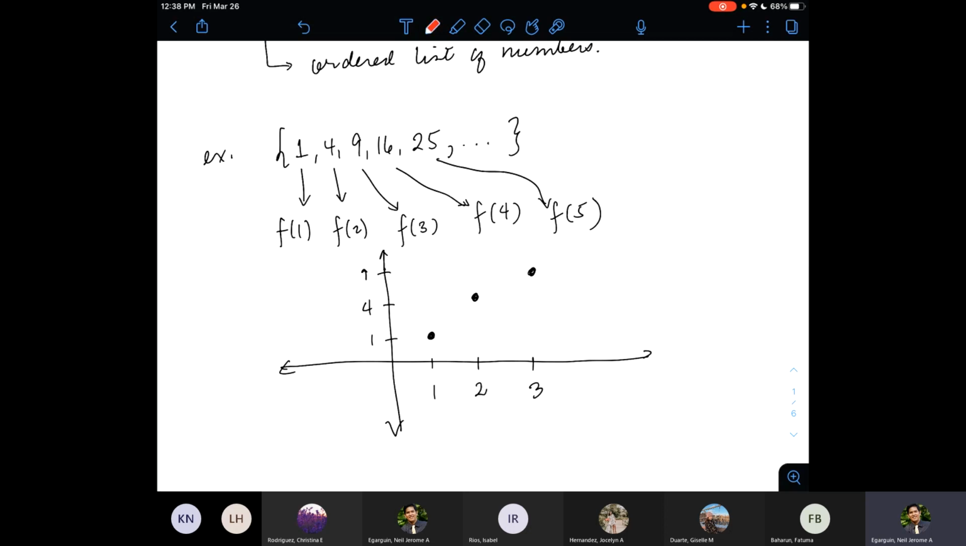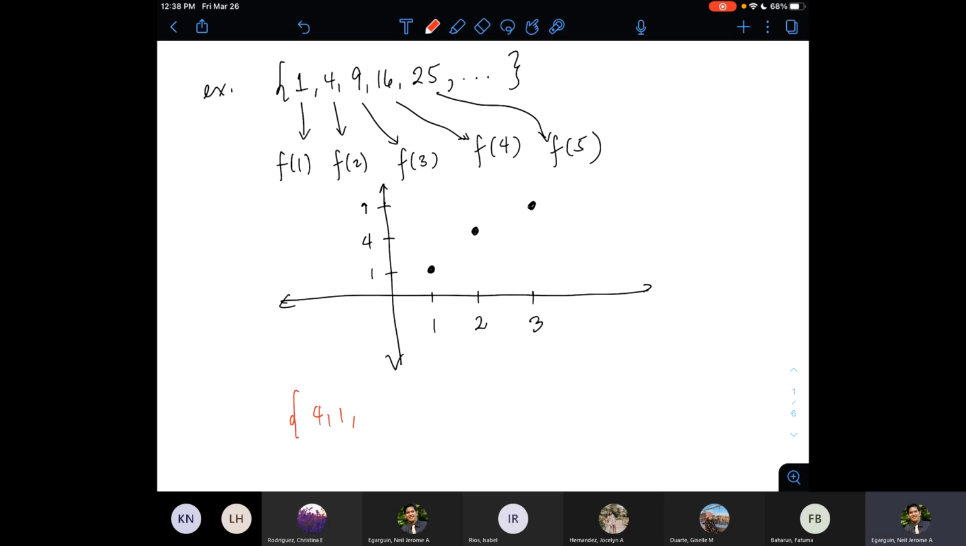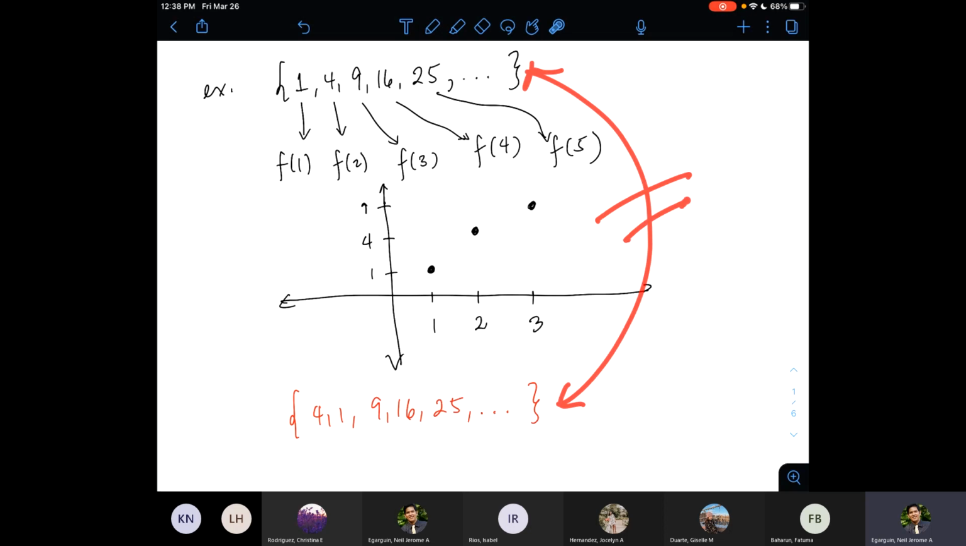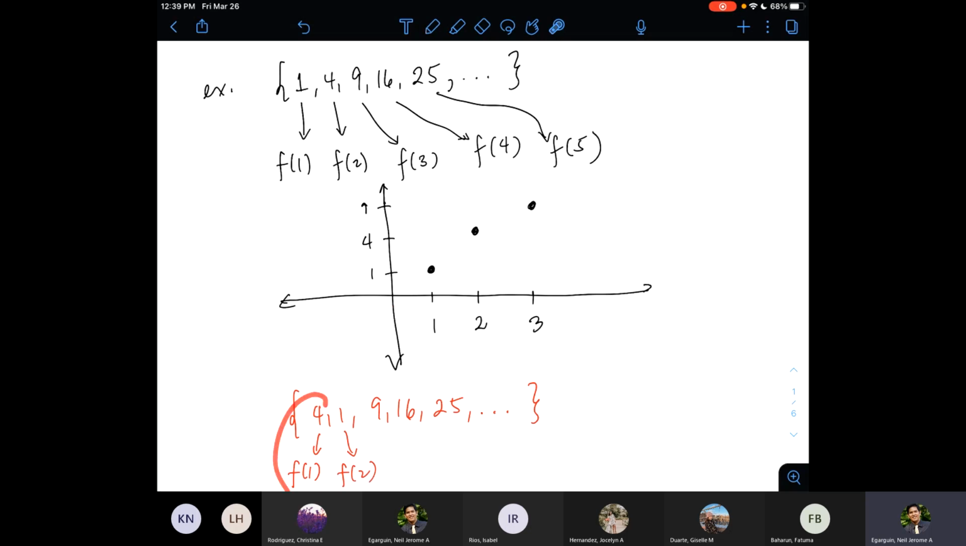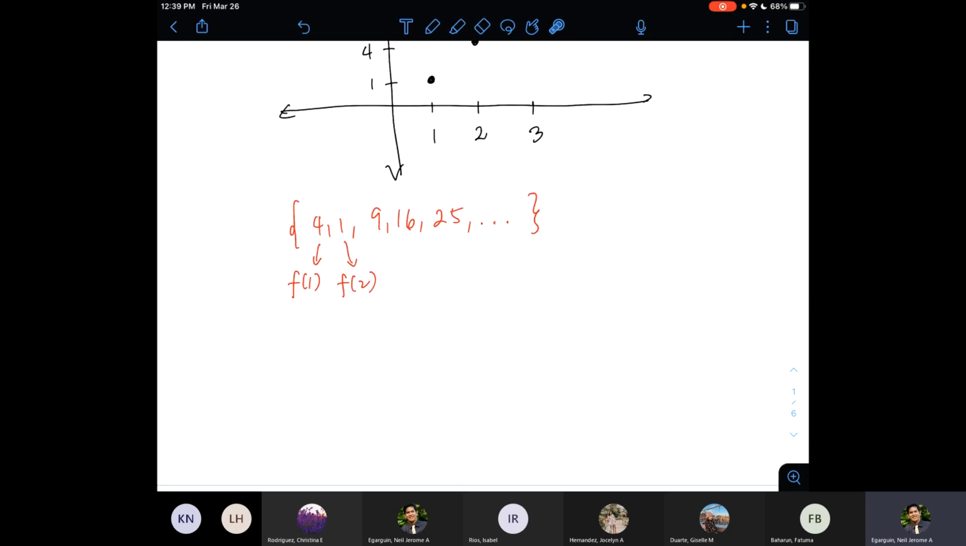So the sequence 4, 1, 9, 16, 25, and so on, is different from this sequence. They are not equal to each other, okay? Because a sequence is an ordered list. Even though they appear to have all the same elements, here 1 goes first, then 4, but here 4 goes first, then 1. That makes these two sequences not equal. Precisely because 4 is the function value for 1, and 1 is the function value for 2. You see now the difference. f of 1 in the red sequence is 4, but in the black sequence, f of 1 is equal to 1. And then f of 2 here is 1, while here f of 2 is 4. So these two are different sequences, because ordering matters, and hence that's why we call them sequences.